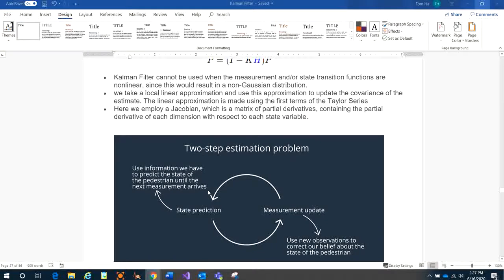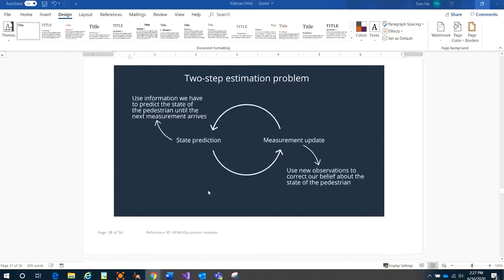You see, we can apply the extended Kalman filter to solve any problem. And in any video, I will always remind you of the steps of the Kalman filter. In the Kalman filter, there are always two important steps: state prediction and measurement update, right? For example, the autonomous vehicle tracking an object on the road, for example a pedestrian. So how do we apply the Kalman filter to track the pedestrian on the road? How to estimate the state of the pedestrian? In the state prediction, we use the information we have to predict the state of the pedestrian until the next measurement arrives, right? And after the measurement arrives, we use the measurement update, using the new observation to correct our belief about the state of the pedestrian, and continue prediction and measurement update again.